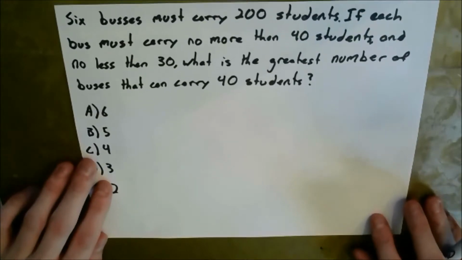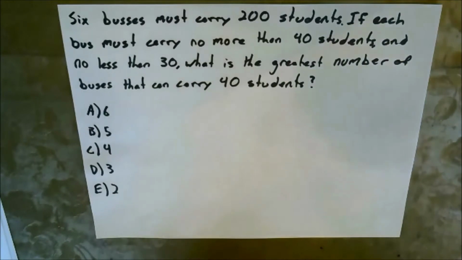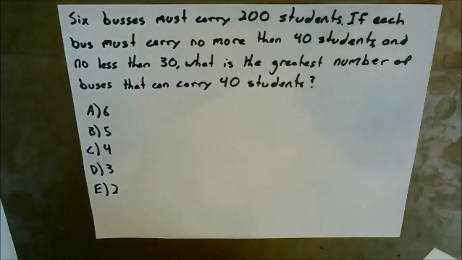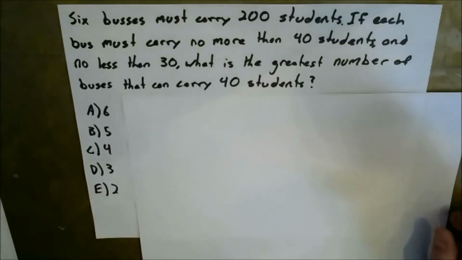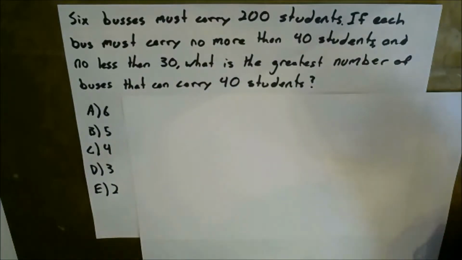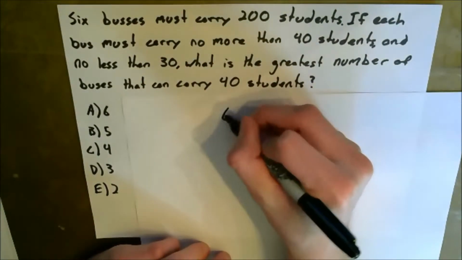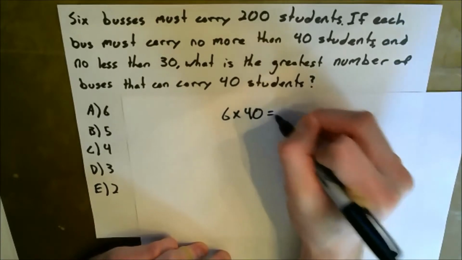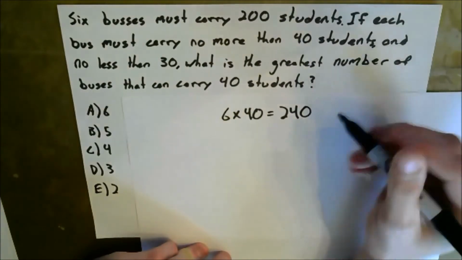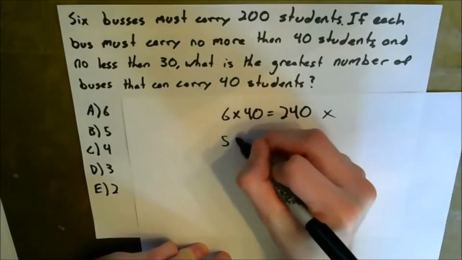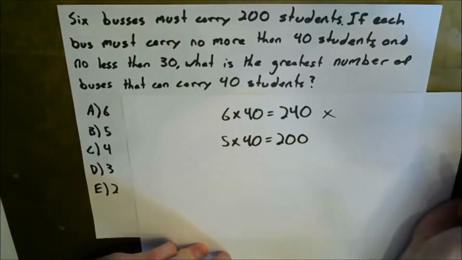Okay, this is a fun one. 6 buses must carry 200 students. If each bus must carry no more than 40 students and no less than 30, what is the greatest number of buses that can carry 40 students? So the question's pretty self-explanatory. Let's just start. Let's see what happens if 6 buses are carrying 40 students. 6 times 40 adds up to 240 students, which is more students than we have. We only have 200, so that is not going to work. Let's try 5. 5 times 40 equals 200 students.